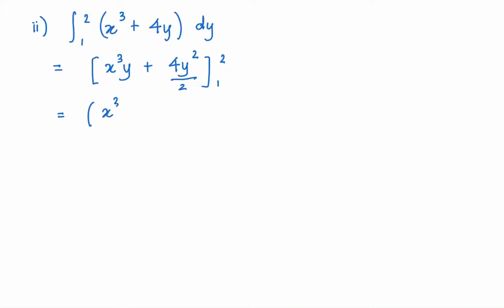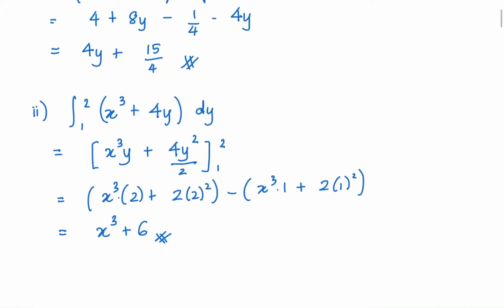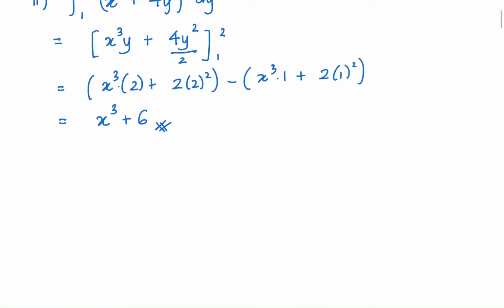So x power 3 times 2 plus 2 times 2 squared, take away x power 3 times 1 plus 2 times 1 squared. Okay, so our answer is going to be x power 3 plus 6. So you can see that even though the questions are very similar, we have different answers.